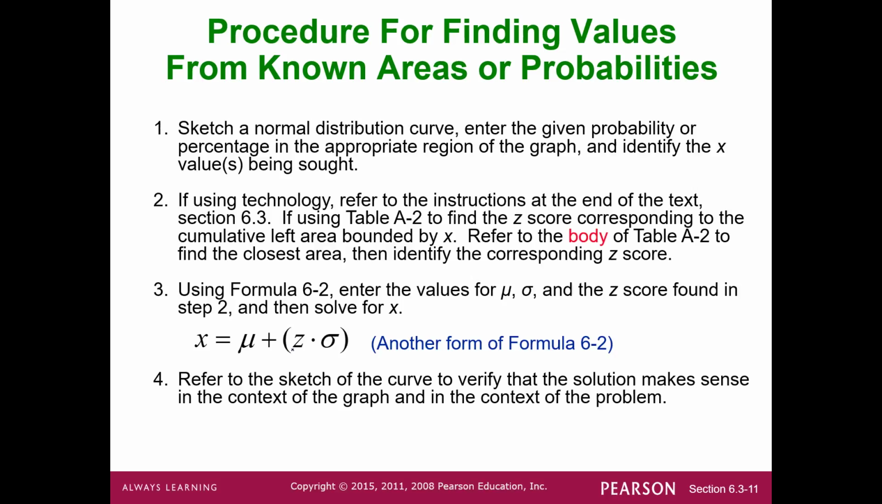All right, and so let's put this into context. One thing they're saying is, first, sketch the normal distribution curve, enter the given probability and the percentage in the appropriate region, identify the x value being sought out. If using technology, refer to the instructions in this section, and also you can use formula 6.2, that z conversion factor, to actually get certain values here.